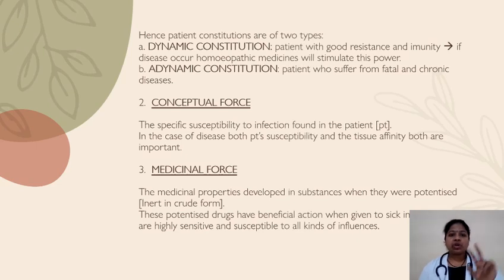Hence, based on this immunity, the patient constitutions are of two types: dynamic and adynamic. What is dynamic constitution? The patient with good resistance and immunity. What is adynamic constitution? The patient who suffers from fatal and chronic diseases. That is, commonly, those who are weak in their immunity.